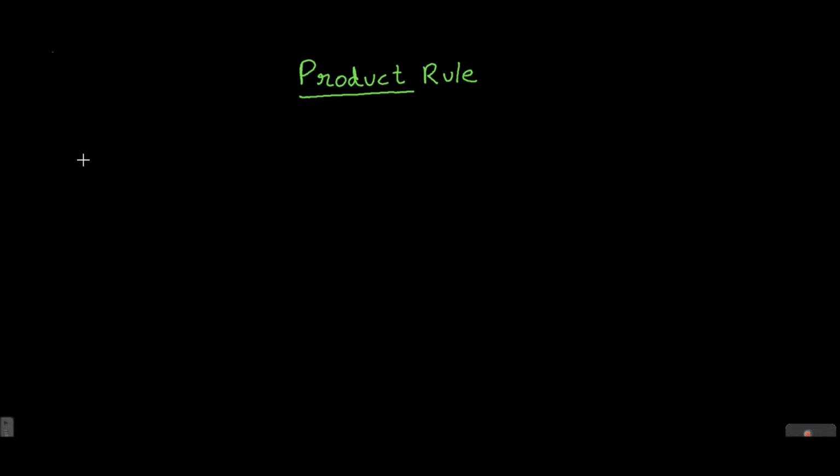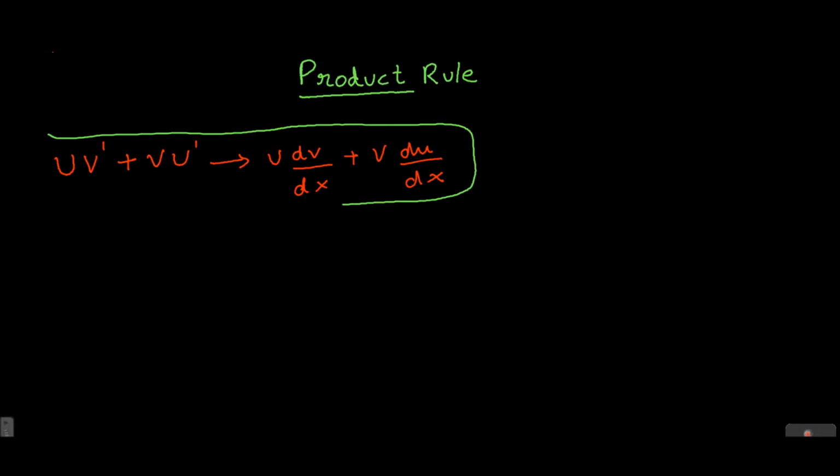So our rule is u v prime plus v u prime. And this can also be written as u dv over dx plus v du over dx. So here's our product rule. Now we are going to use this rule to find the derivatives.